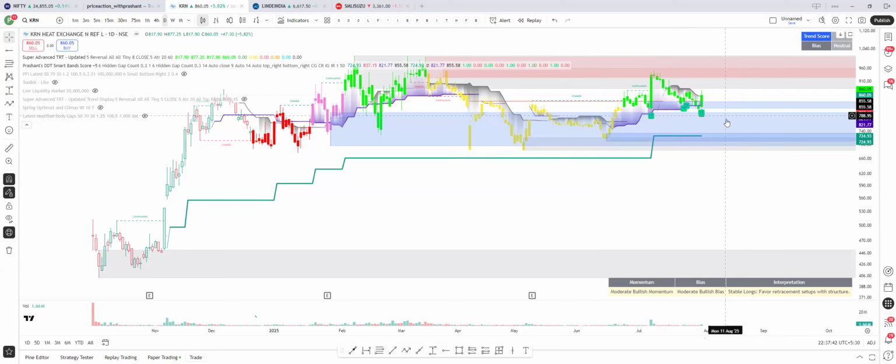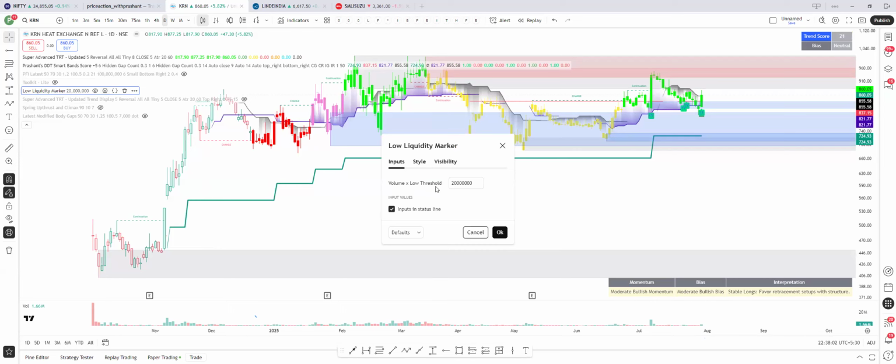So how do we check whether it is easily sellable or not, the low liquidity word you used? Yes, I have this indicator, volume multiplied by a low threshold. I have entered this, which is 2 CR.